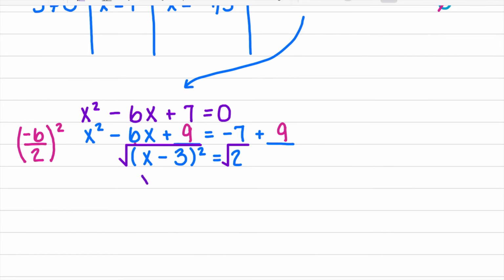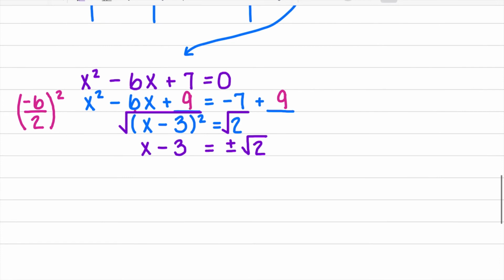Okay, so on the left, the squared and the square root cancel each other out, so we have x minus 3. And on the right, remember you need to put a plus minus before the radical 2. And then lastly, you just move the 3 over, so finally your answers are x equals 3 plus or minus radical 2. So that's 2 irrational roots. And after I do the quadratic formula, we're just going to check them against the decimals that we got in the calculator.